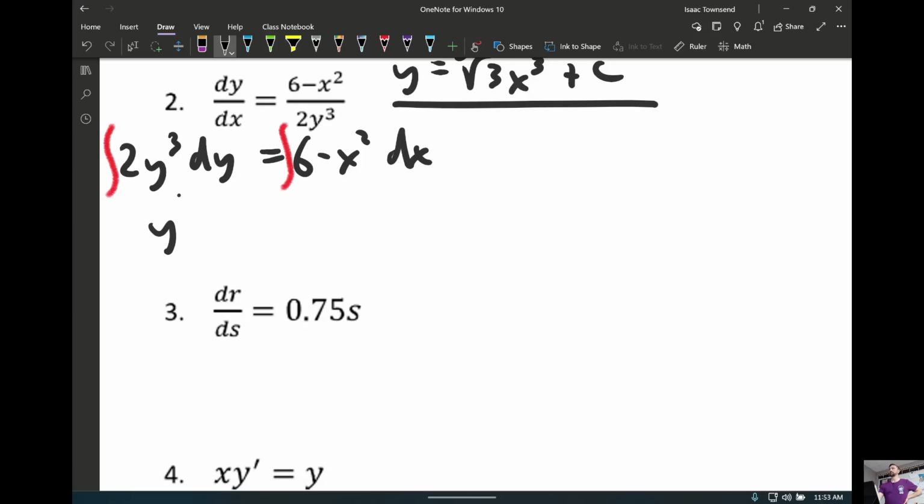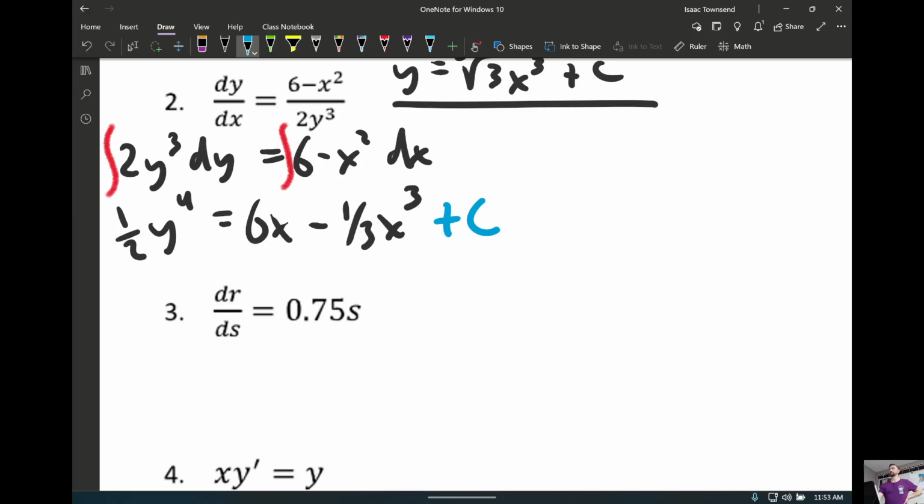So we could raise the power by 1, divide by the new power. Raise the power by 1, divide by the new power. Raise the power by 1, divide by the new power. And don't forget your plus c. You don't have to put plus c on both sides, but you do have to put it down at least once, on the left or the right, whatever you prefer.